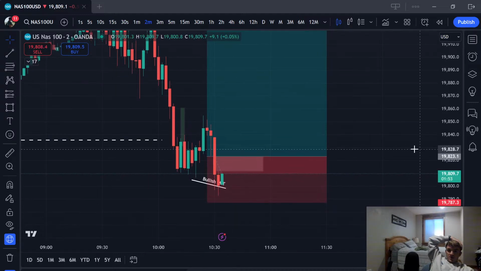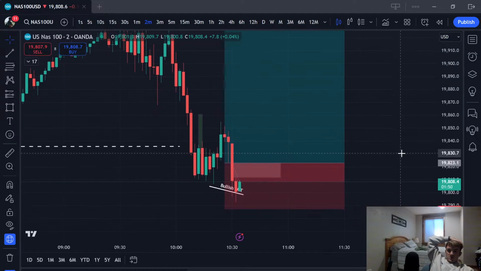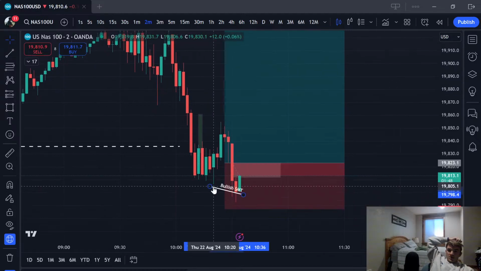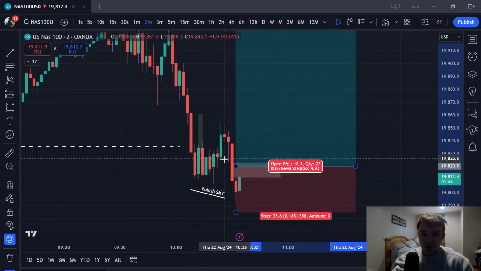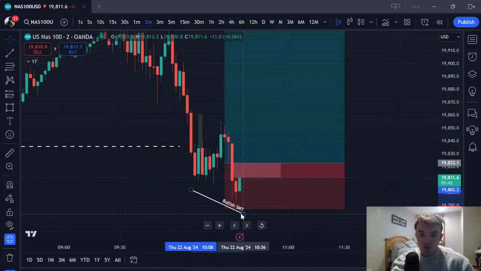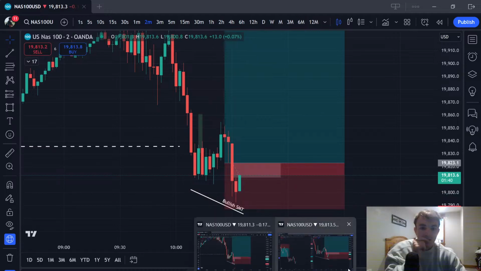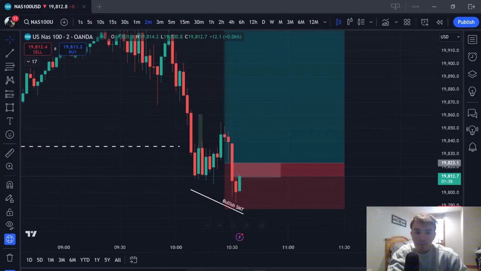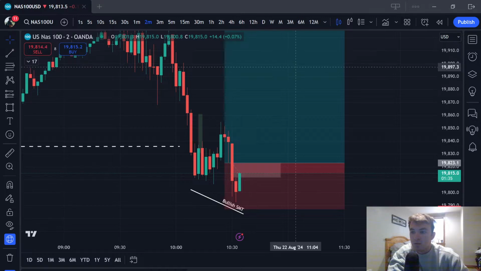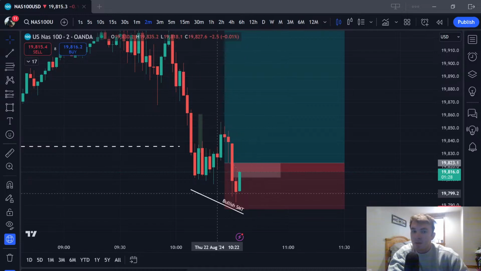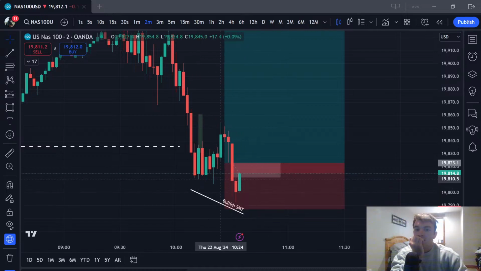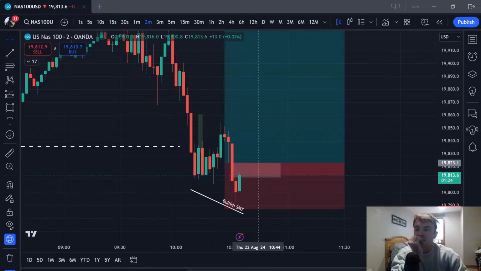Okay. Is this an SMT? This is what I want to know. Is this an SMT? This is SMT. It's not an SMT. Still a really good inverse. If we get it.